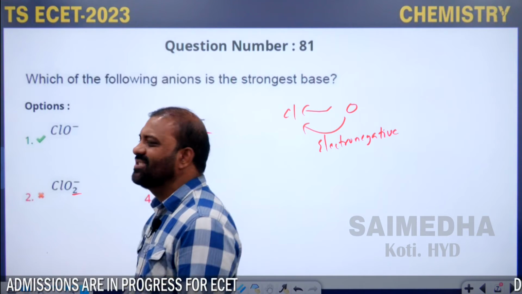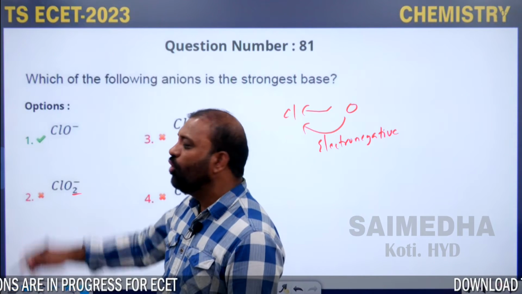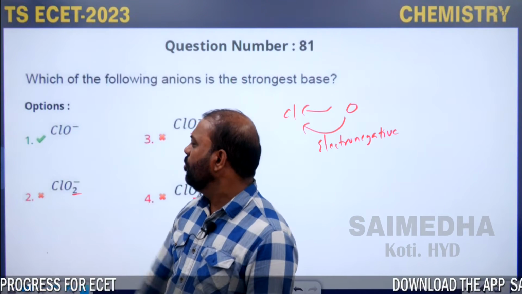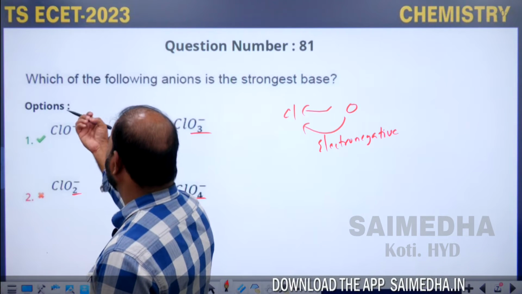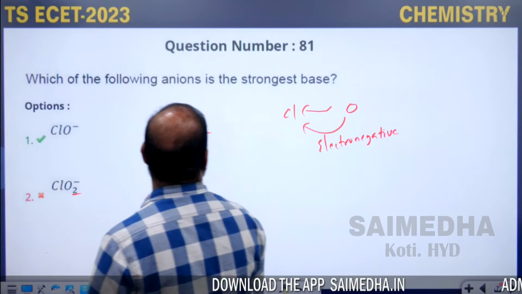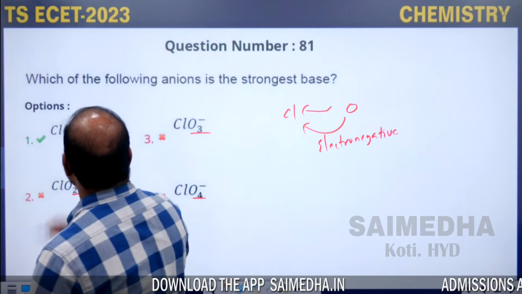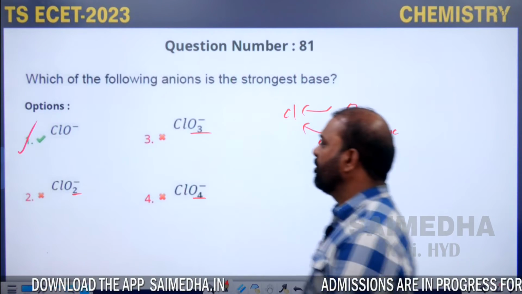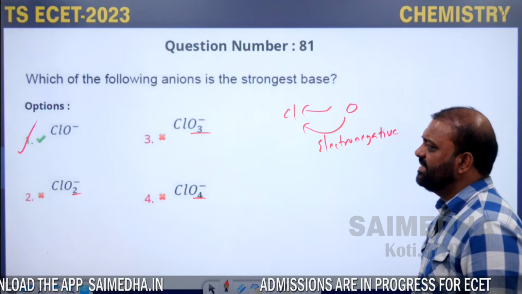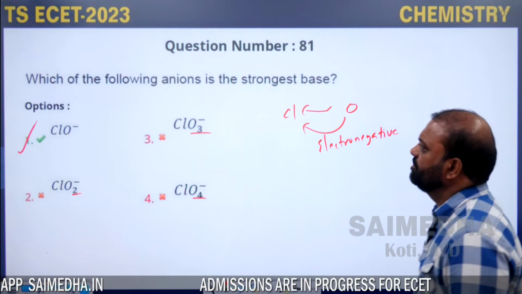As the number of oxygen atoms is less here, there will be more negative charge on chlorine. So the tendency of accepting a proton is more for ClO minus, so it is the strongest base according to Bronsted-Lowry theory. ClO minus is the strongest base.